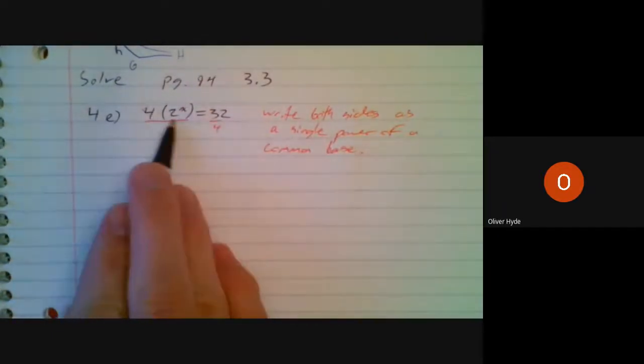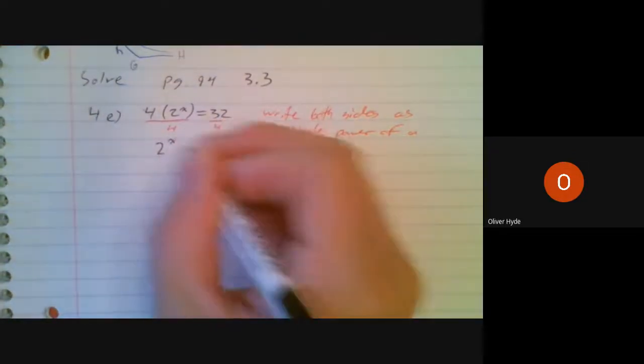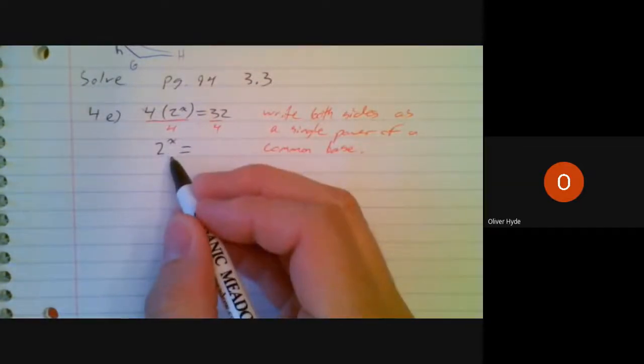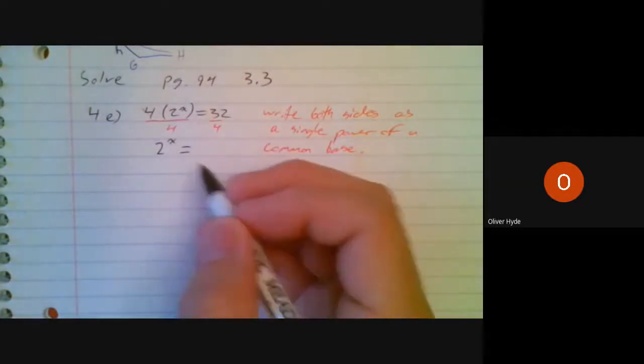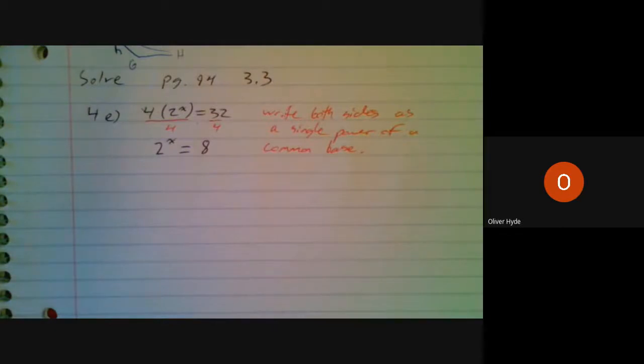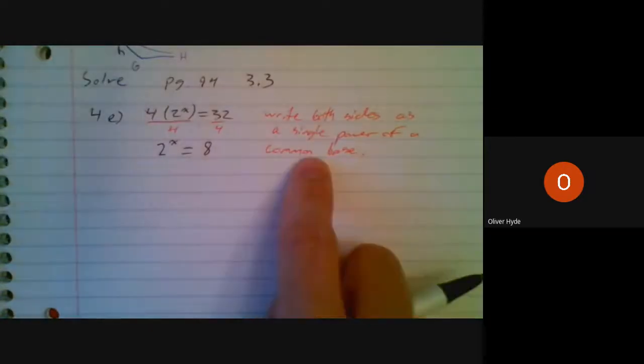When I have 4 times 2 to the exponent x divided by 4, there's no distribution here because it's a product. The 4 divided by the 4 will give me 1, and 1 multiplied by 2 to the exponent x is 2 to the exponent x. That's a single power. On the right-hand side, 32 divided by 4 would be 8. And I might just be able to see the answer to this question, but I want to practice the skills that I'm recommending. I'm now going to try to write both sides as a single power of a common base.